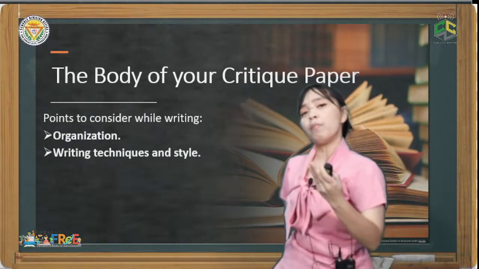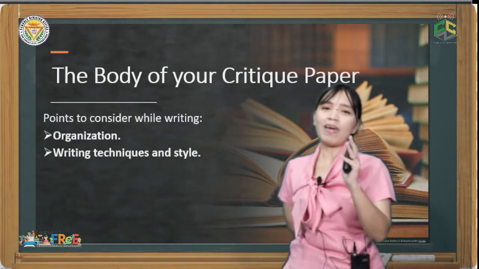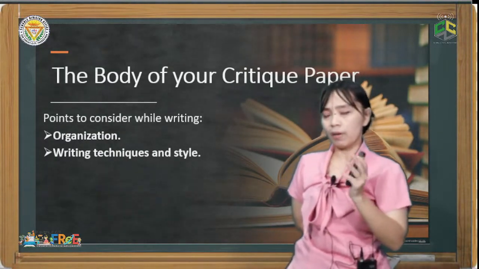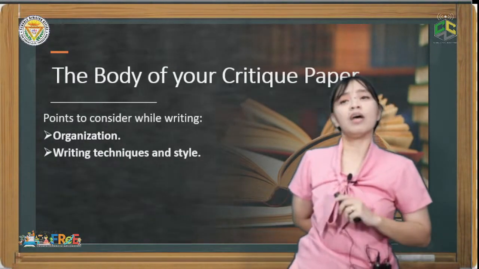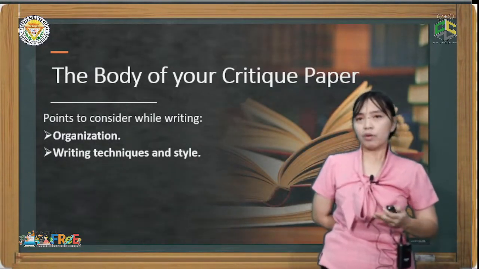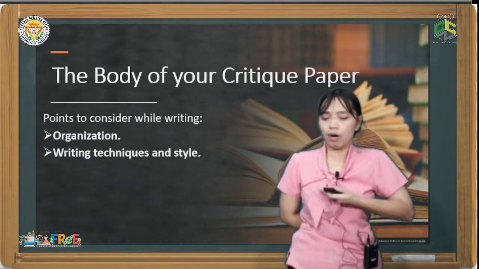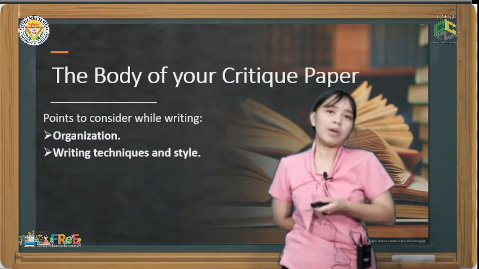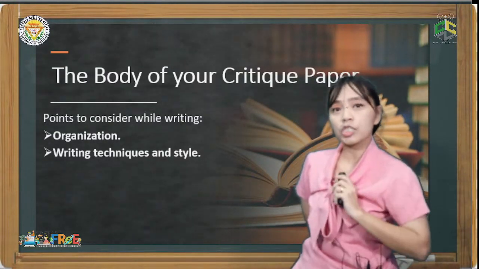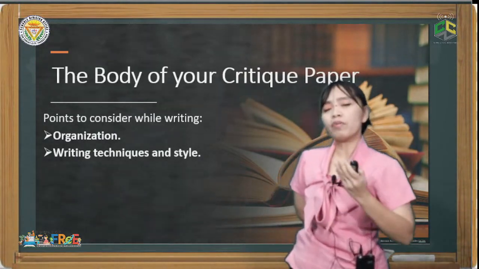We need to come up with a well-structured form of your paper. That is very much indispensable as you come up with the body of your critique paper. And of course, you are going to come up with the writing techniques and style. So you may talk about the techniques or the style of the author on his or her writing. Maybe you can talk about the word choices as well. This is what we call the diction in writing, okay? And of course, the style of writing.